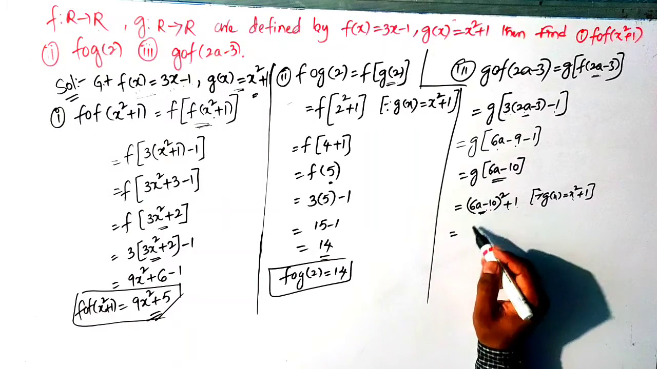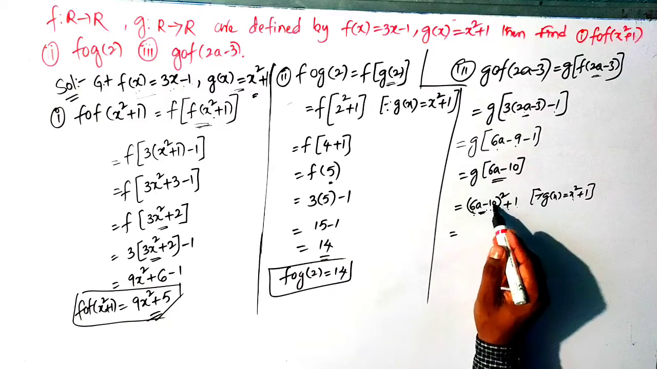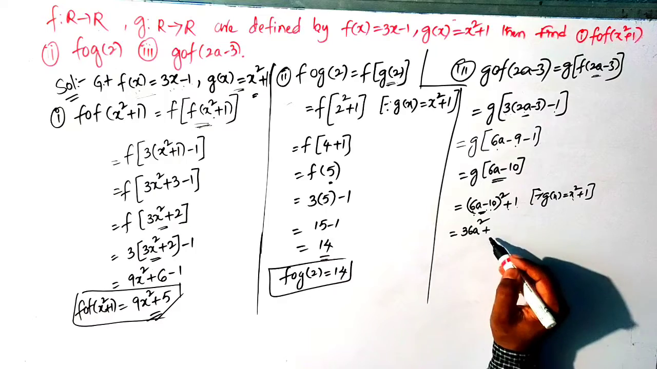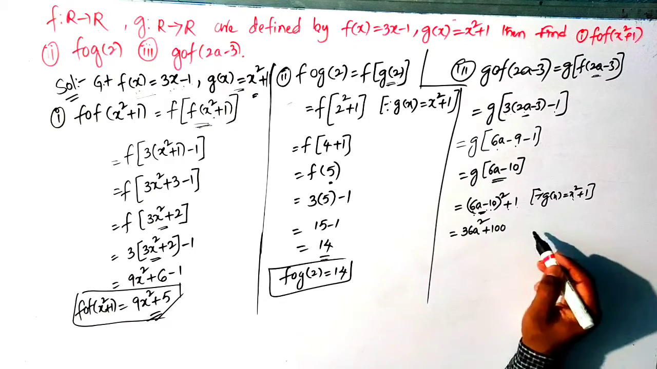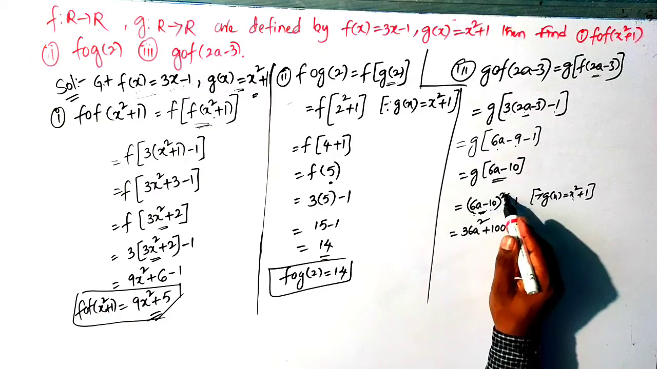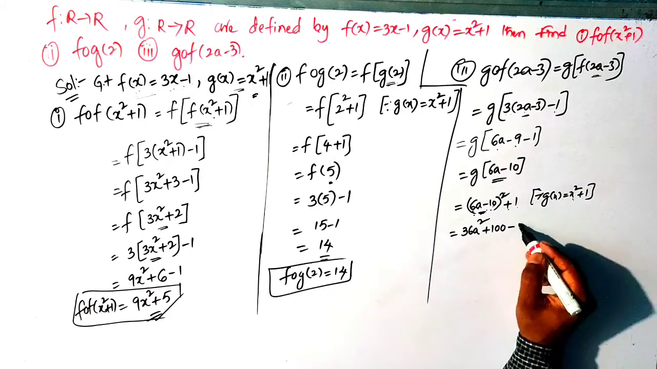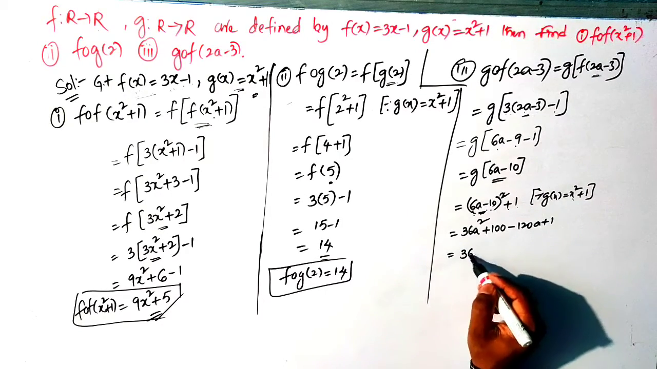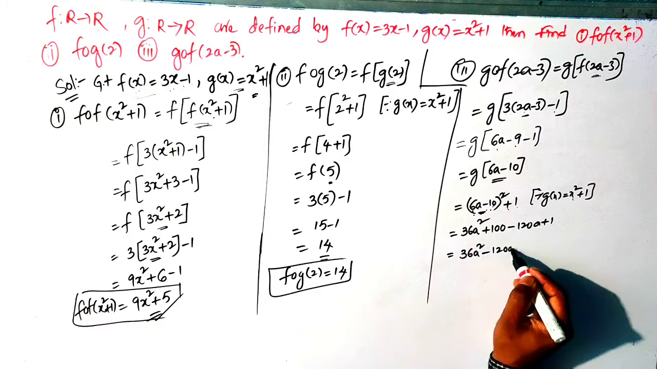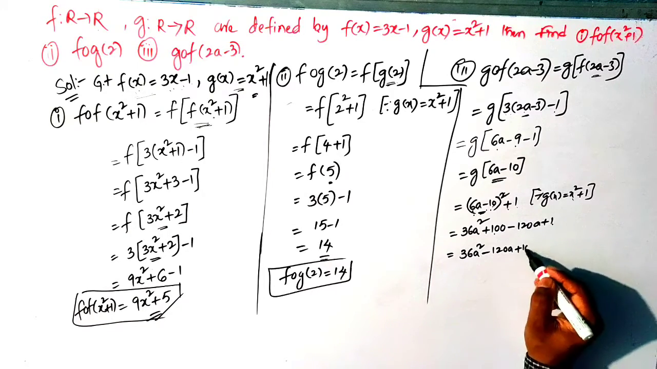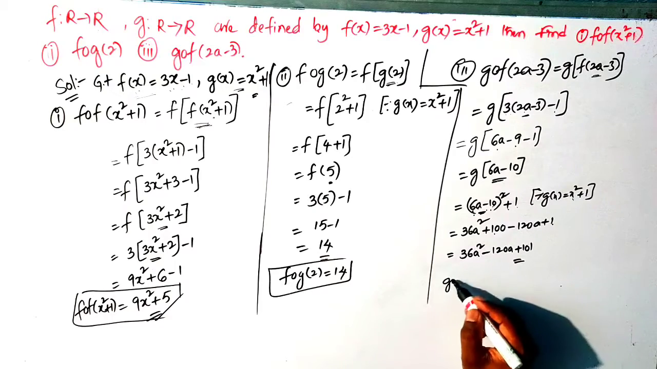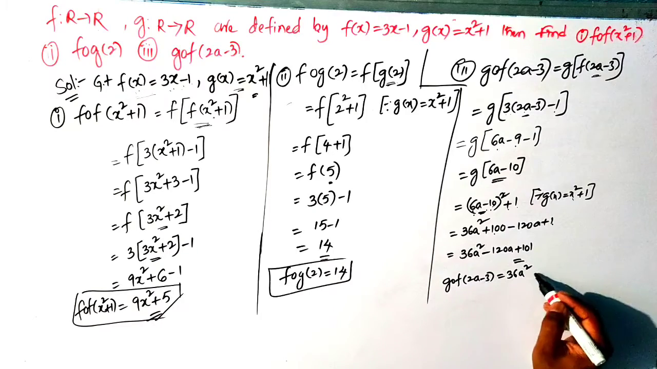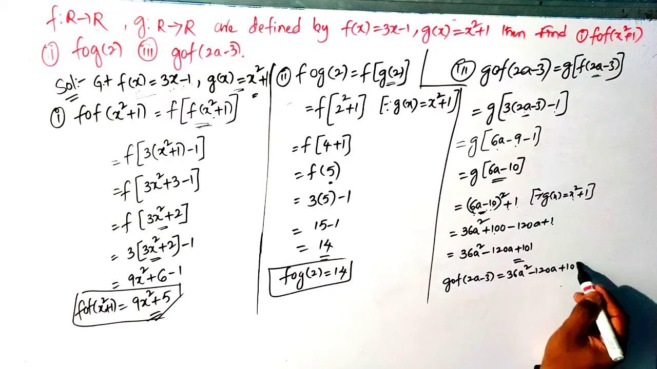So a minus b whole square form is a square plus b square minus 2ab. So a square is nothing but 36a square we get here. Plus b square is nothing but 10 square, 100, minus 2ab, 2 into 6 is 12, 12 into 10, 120a, plus 1 as it is. 36a square minus 120a plus 100 plus 1, plus 101. So this is the value of G circle F of 2a minus 3. That equals 36a square minus 120a plus 101.